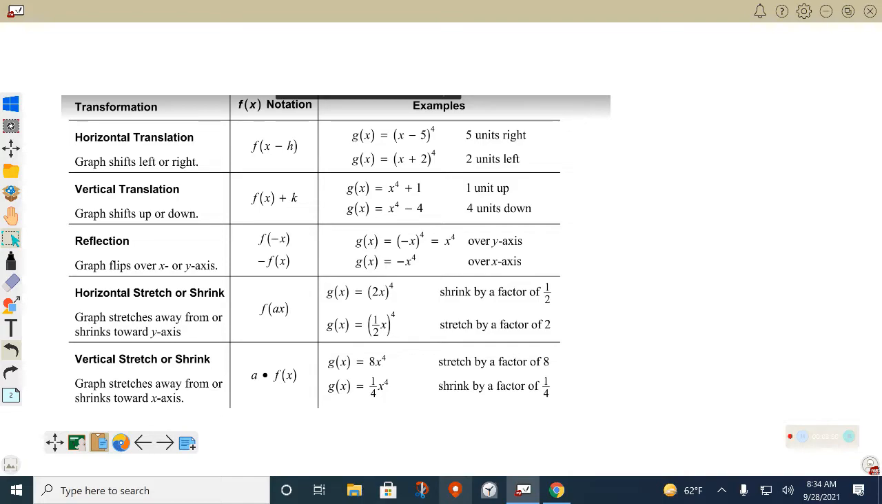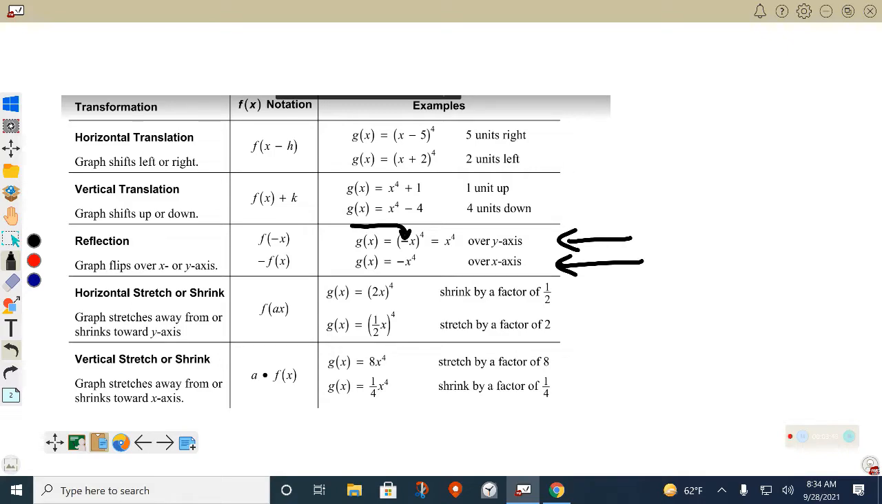Okay. What I want to do though is focus really quick on reflections because it can get a little tricky. Reflections over the y-axis versus reflections over the x-axis. If we want to reflect it over the y-axis, you want to make x negative before it's taken to the power. So notice right here. Notice how we made x negative to flip it over the y-axis before it's being taken to the 4th power.